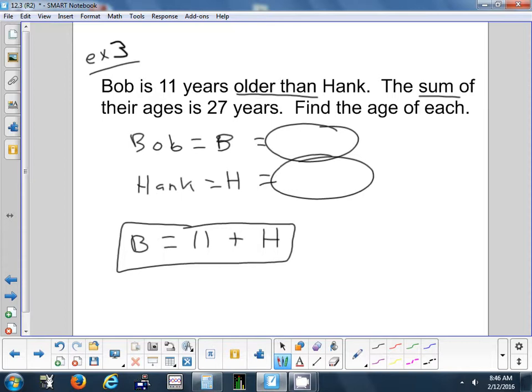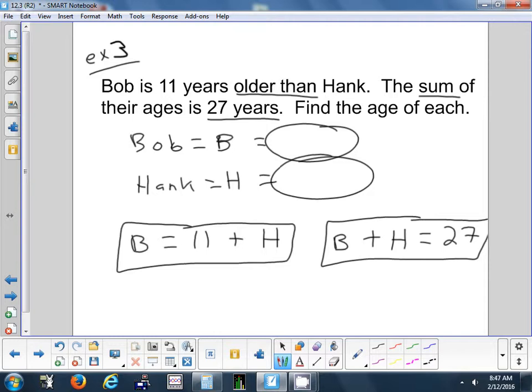Sum means addition. So we're going to add two things. It says the sum of their ages is 27. We're adding their ages. Who are the two people we're going to add up? We're going to add Bob's age to Hank's age. And if you add their ages up, what's the total? It adds up to 27.